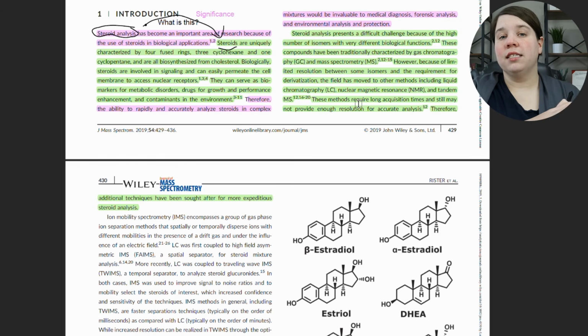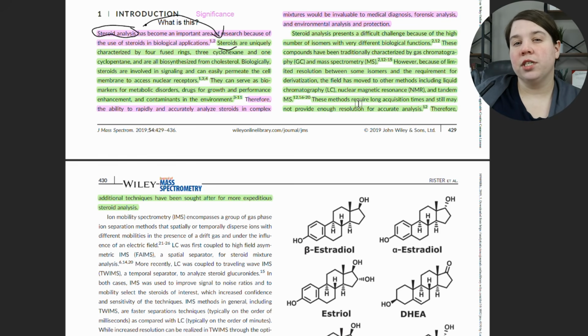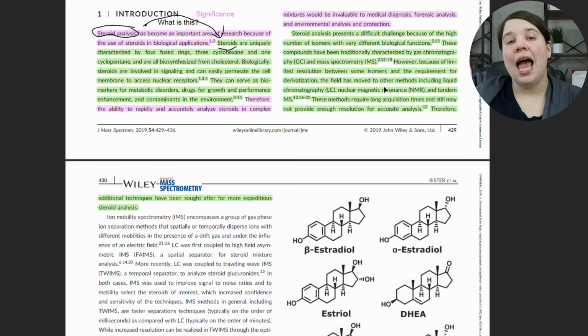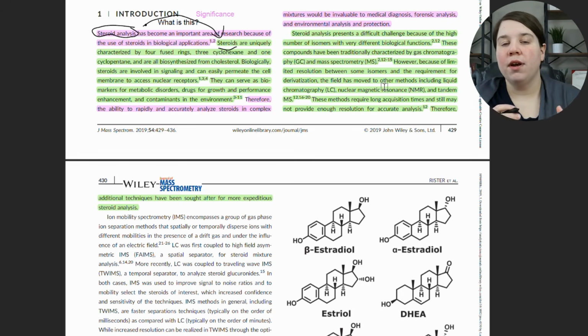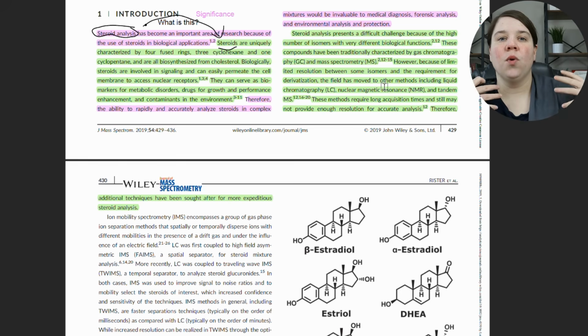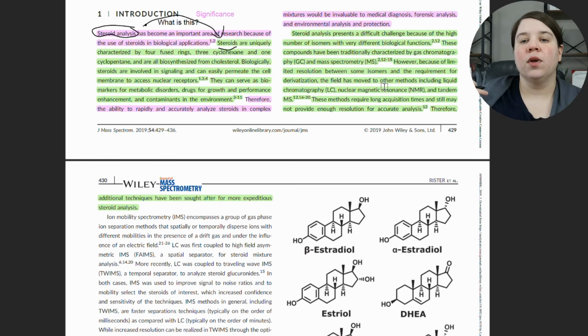Okay, steroid analysis is important, but why is it actually worth studying? And this is why it is. This is the background information. This is the previous methods that have been used and why there are still limits here that we need to be able to address. So in the background information, we are both trying to show the gap and we are trying to give the reader enough information so that they can understand what we're trying to tell them in the result.